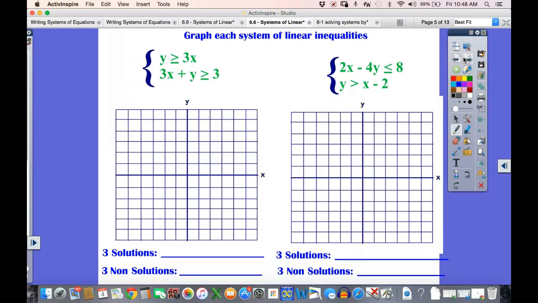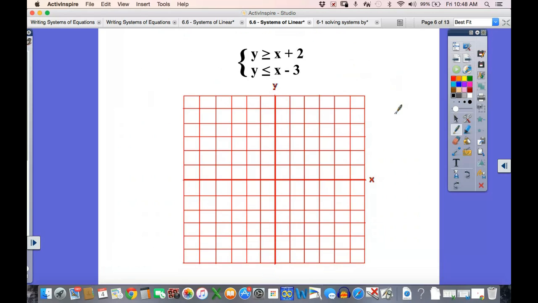All right, you are doing these two on your own. Have fun with that, especially with this one. Get the y alone. Hint, hint. Don't forget what happens when we divide by a negative. All right. And then once you're done with that, you can move on to the next slide. And then we'll talk about this.